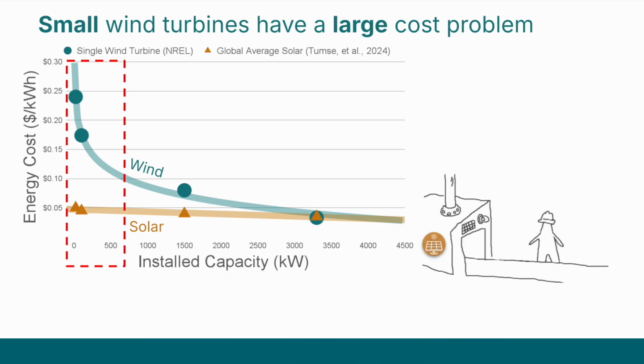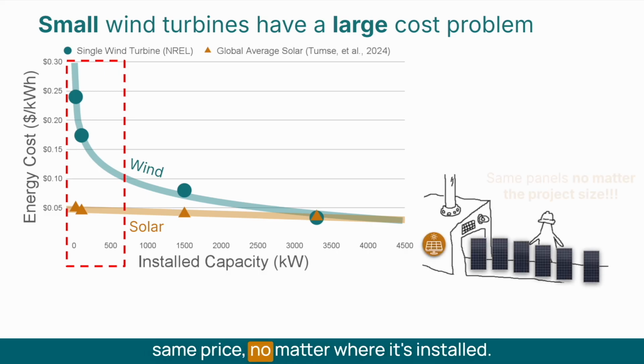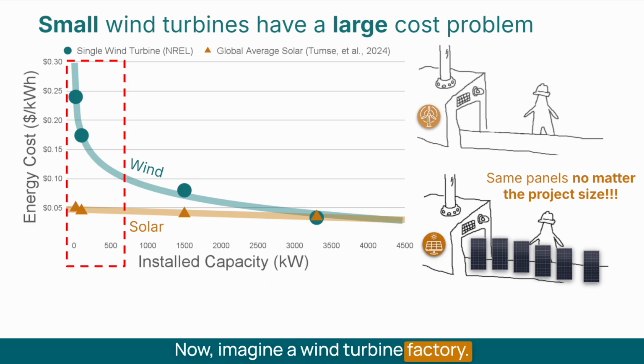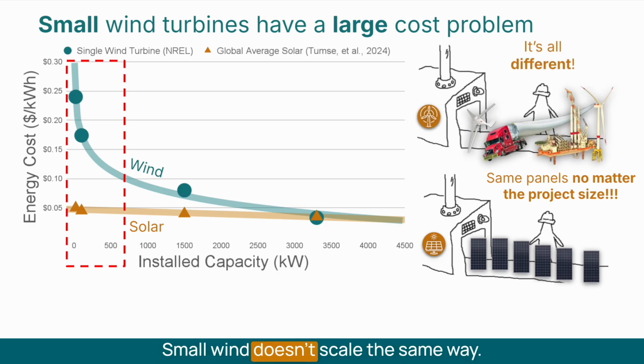Why? Imagine a solar factory, same panel, same price, no matter where it's installed. Now imagine a wind turbine factory. Every size needs a different design. Small wind doesn't scale the same way.